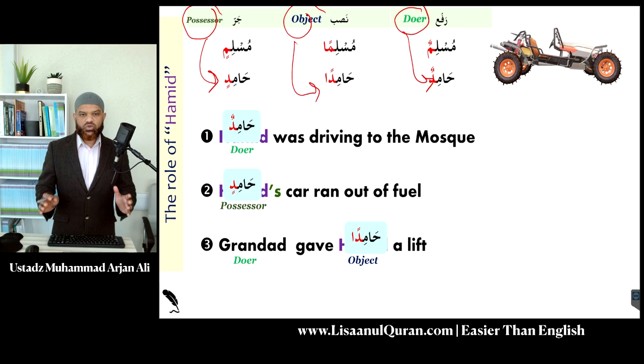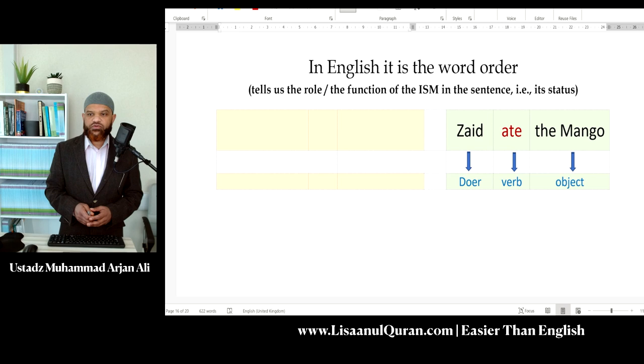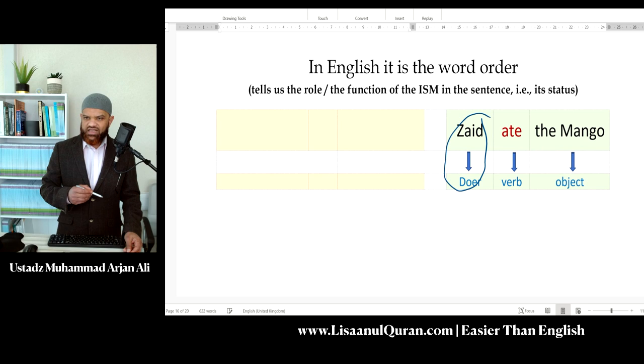So let's quickly look at what happens in the English language. I have an English sentence in front of you here, which you can see. Zaid ate the mango. I hope there's nothing complex here. Very simple English sentence, and you can work out what's going on in the sentence. Zaid is doing the act, or has done the act in the past tense. Zaid is the doer of the sentence. And the mango is actually the object, the thing that has been eaten.